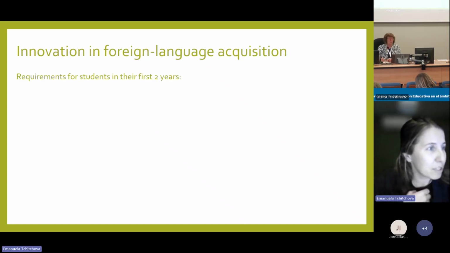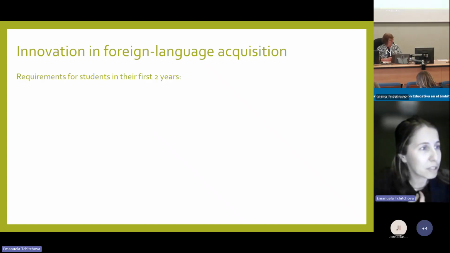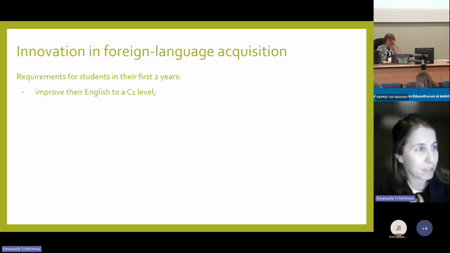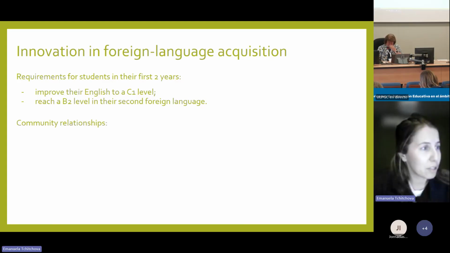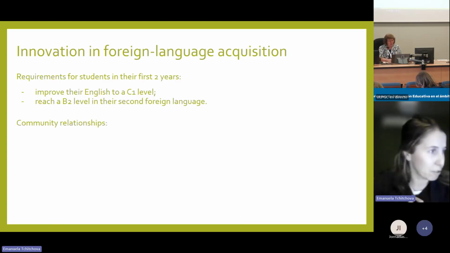During their first 2 years at the university, students are required to improve their English to a C1 level and to reach a B2 level in their second foreign language. They often have some notions of their second foreign language, and they need different materials and approaches to their studies than those that we apply normally for beginners.